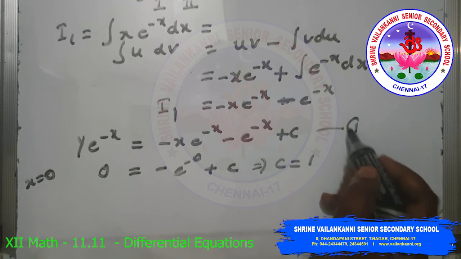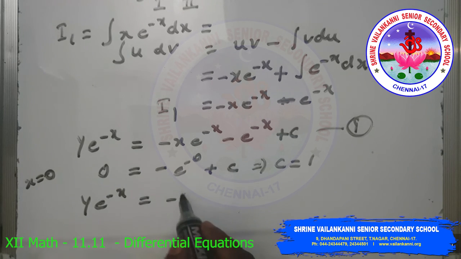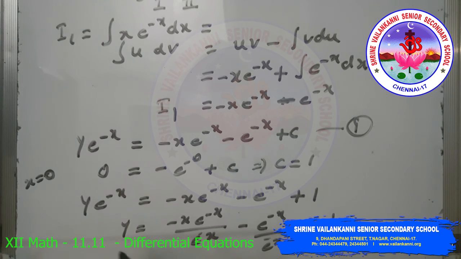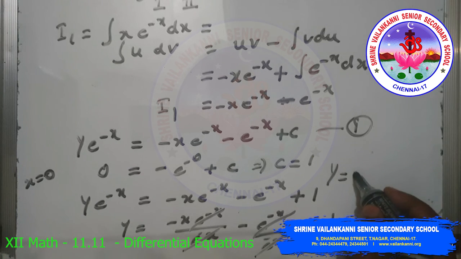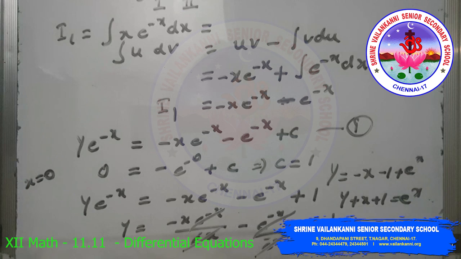Substituting this in the first equation, y into e power minus x is equal to minus x into e power minus x minus e power minus x plus 1. So y equals minus x into e power minus x by e power minus x, cancelling this, minus e power minus x by e power minus x, cancel this, plus 1 by e power minus x. So y equals minus x minus 1 plus e power x. So y plus x plus 1 is equal to e power x, which is the required solution.